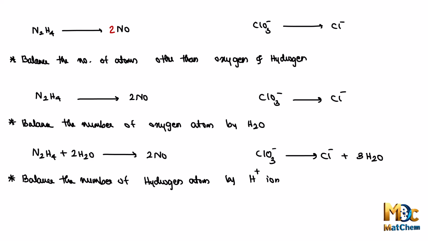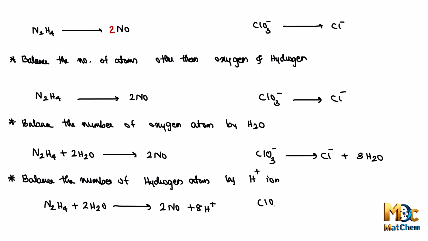Here you can see that on the left hand side of the equation we have 4 hydrogen, plus 2, again 4, 4 plus 2, so 8 hydrogen on the left hand side of the equation. There is no hydrogen on the right hand side of the equation. So you need to add 8 H plus ions to the right hand side of the equation. So what you will get? N2H4 plus 2H2O giving 2NO plus 8H plus.